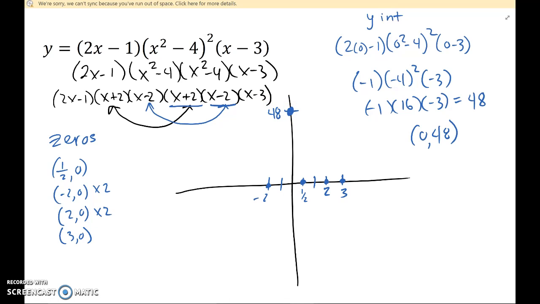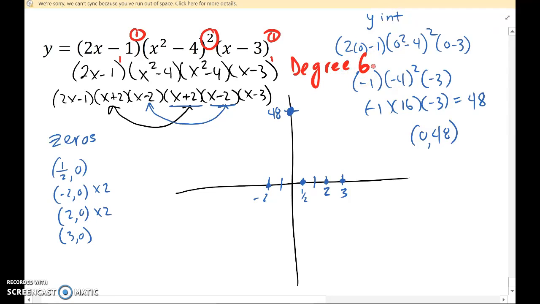All right, so what is the degree of this polynomial? Well, here we have a degree 1, here we have a degree 1, and here we have a degree 2. So you may say degree 4, but you have to remember that x squared minus 4 is repeated. And so maybe if you look here, degree 1, degree 2, degree 2, and degree 1. And so that is a total of a degree 6 polynomial.